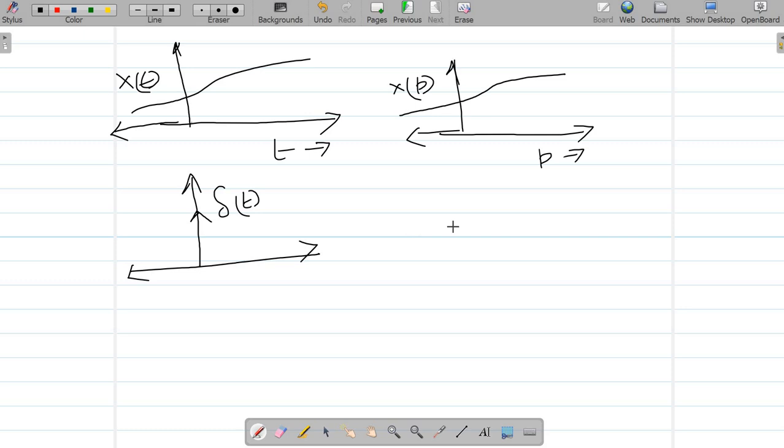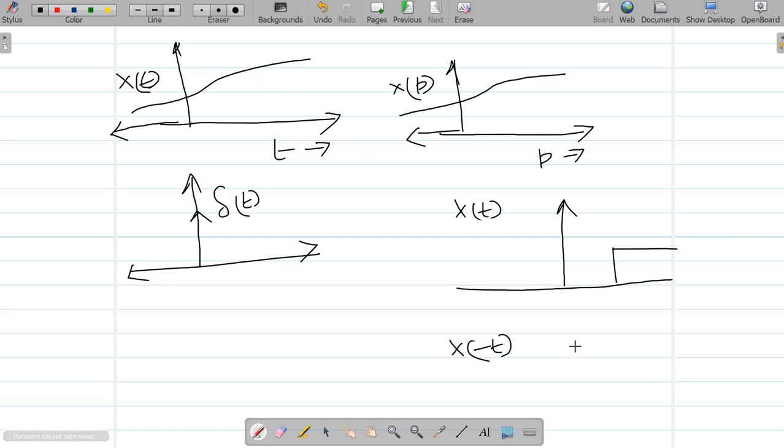Let us say we are having a function x of t, some function of this nature. And what is then x of negative of t? For this, I'm talking about this, not this one. I'm talking about this function.